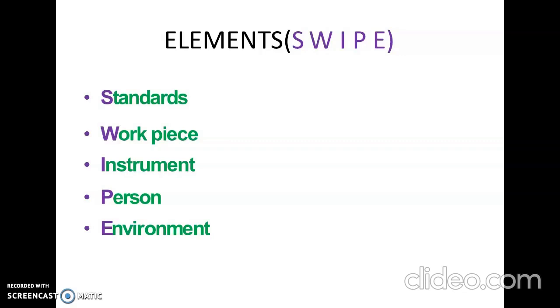Number 2, workpiece. Features of workpiece to be measured. Number 3, instrument. Instrument needed for measurement. Number 4, person. The skill of the human operator. Number 5, environment. The conditions in which measurement is done.